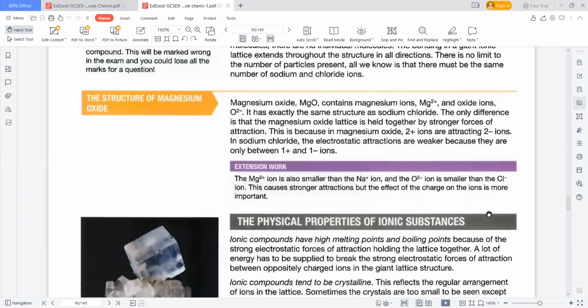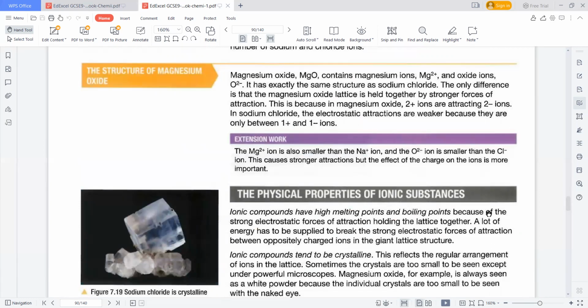Now, when it comes to magnesium oxide, magnesium oxide contains magnesium ions. Magnesium ions will have a formula like Mg plus 2, and the oxide ion will be O negative 2. It looks like the ratio is 1:1, just like it was in sodium and chlorine. The only difference is that they are held together by stronger forces of attraction. Why? Because for sodium chloride, they were being attracted 1:1. So simply one sodium was attracting one chlorine atom. When it comes to magnesium oxide, the attraction got doubled.